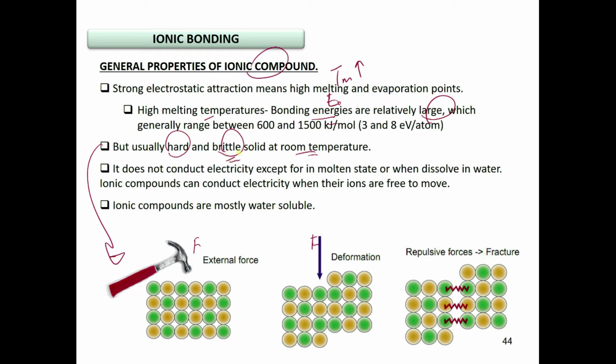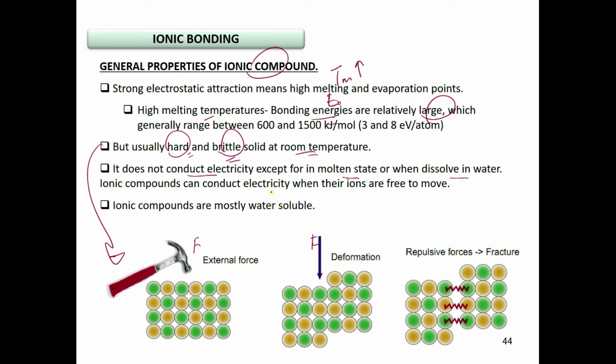It needs more energy in order to break the bond. So it's hard, but when it starts to move, it suddenly fractures. So it's brittle. It also does not conduct electricity, even though it has positive and negative charges, because the positive and negative charges of the ions neutralize each other, except if it is in the molten state or when it's dissolved in water.